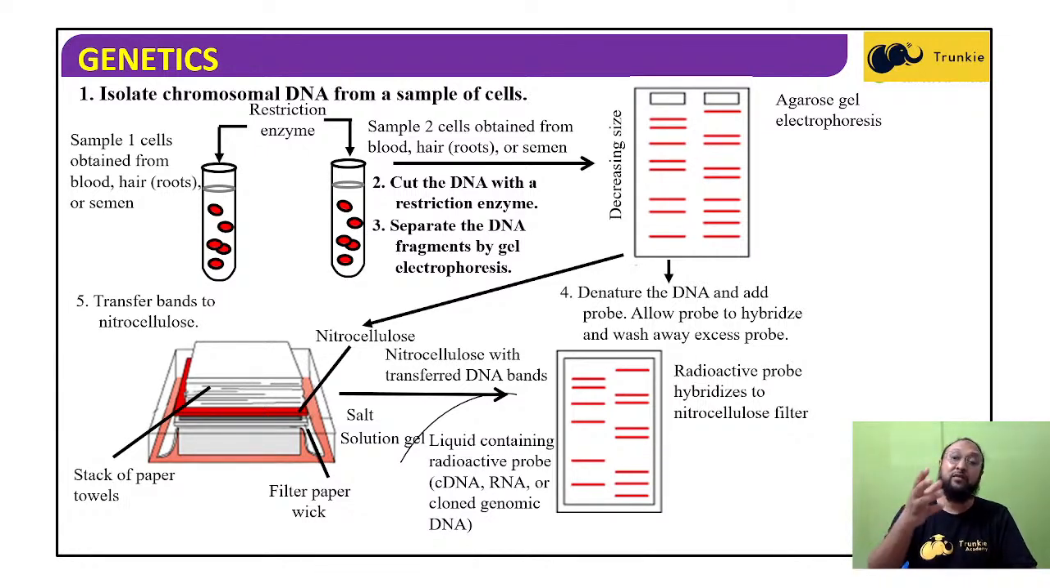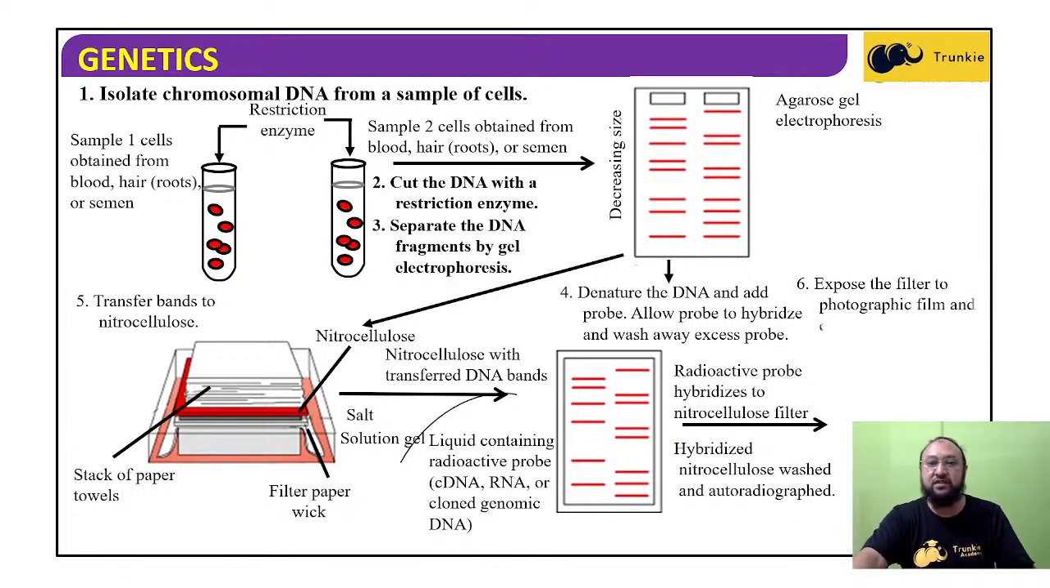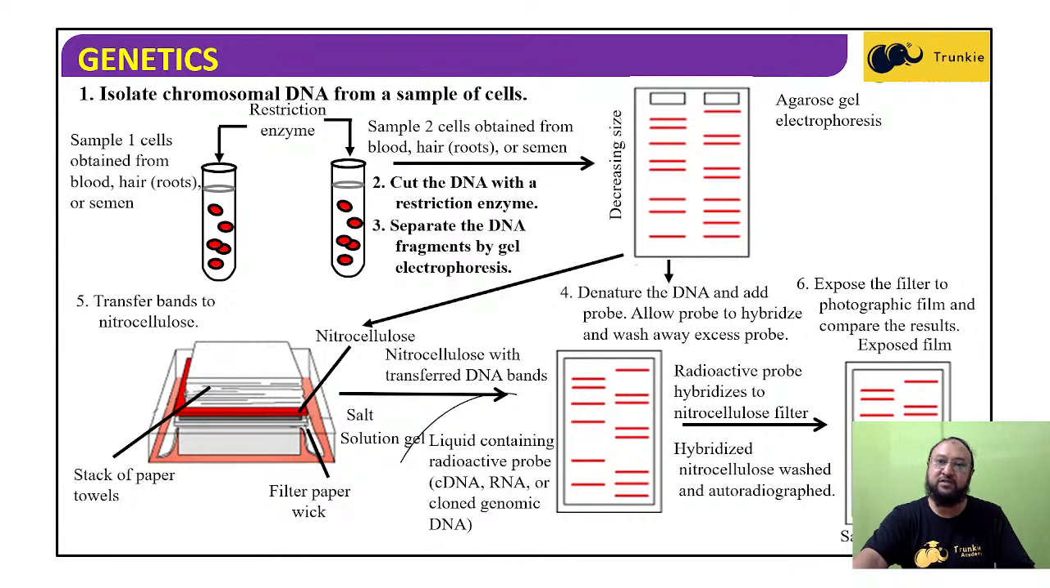We allow the probe to hybridize and then wash away the excess probe. The radioactive probe hybridizes to the nitrocellulose filter, forming complementary base pairs with the DNA present on the membrane. The hybridized nitrocellulose is washed and autoradiographed: expose the filter to photographic film and compare the results. This is how we get the bands, and we compare two different samples, sample 1 and sample 2.